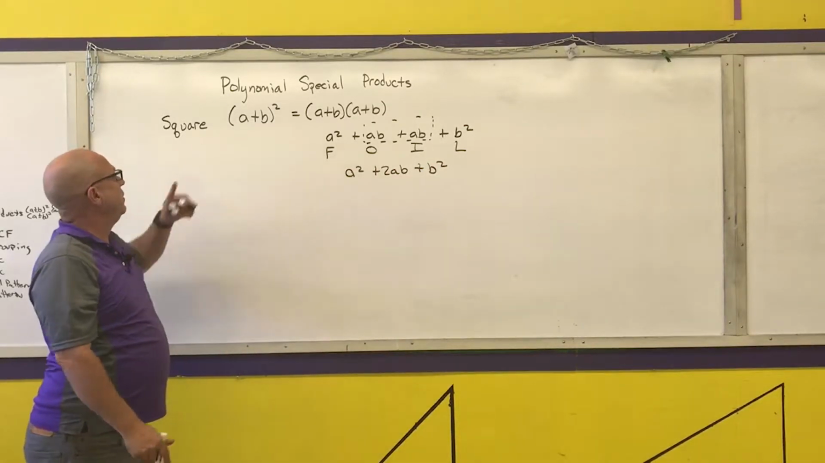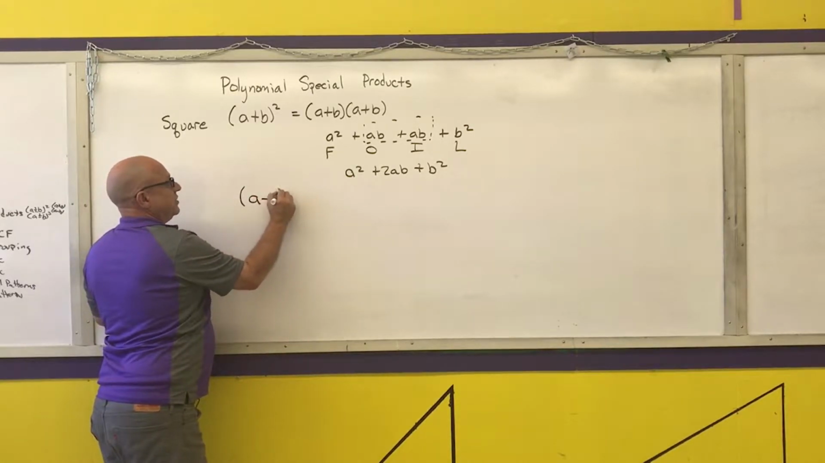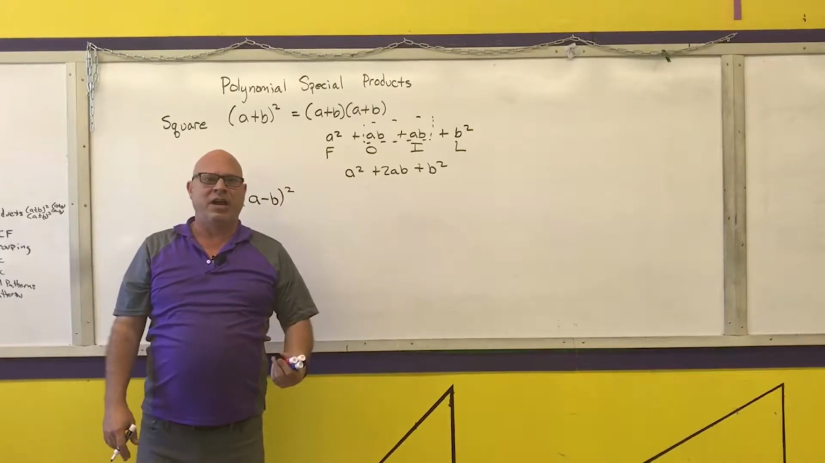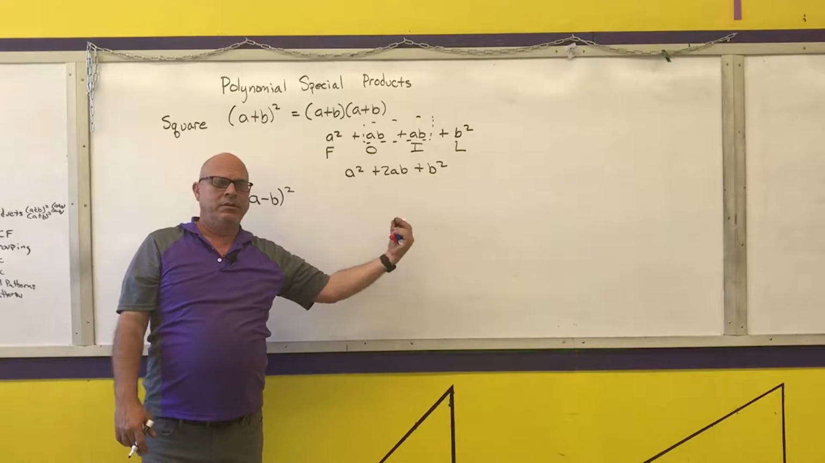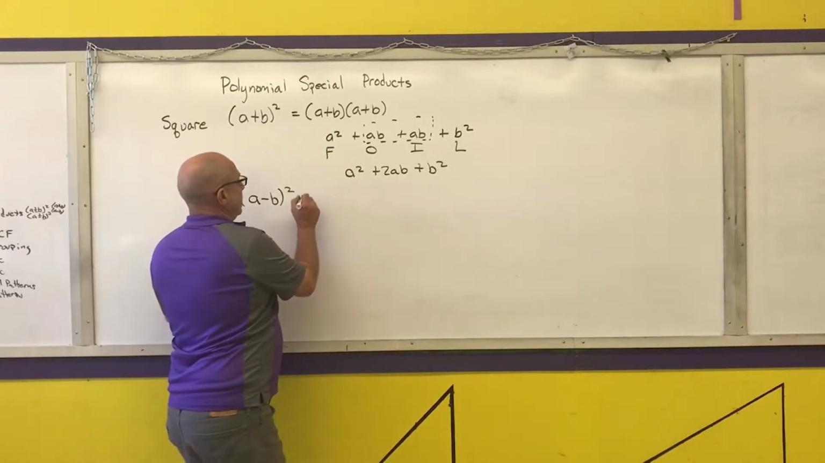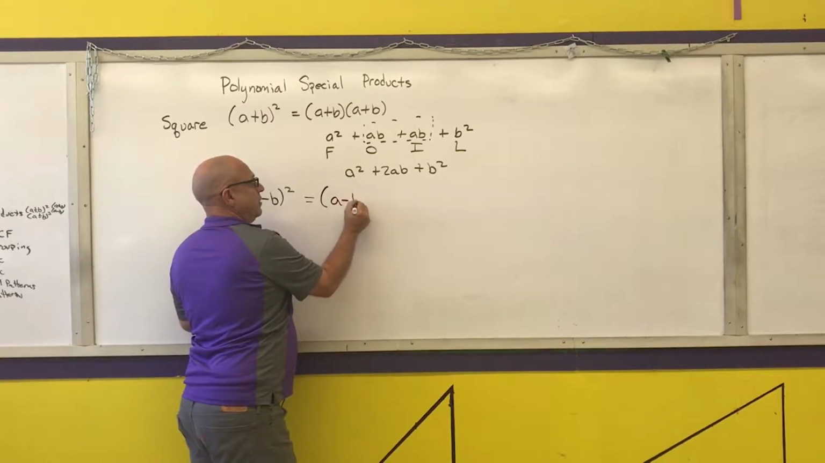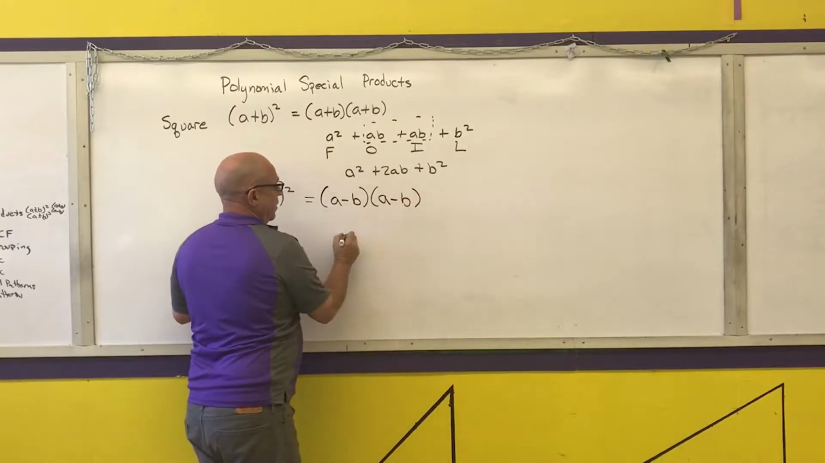When I do the square of a difference, I do the same thing, and I'm going to come up with the answer. Then I'm going to tell you what words will help you memorize what the pattern is so you can go directly from the problem to the answer. So a minus b squared is a minus b times a minus b. Again, I'm going to FOIL it.